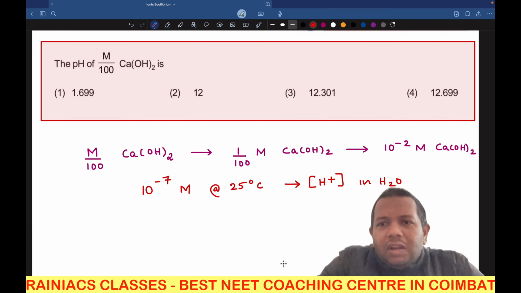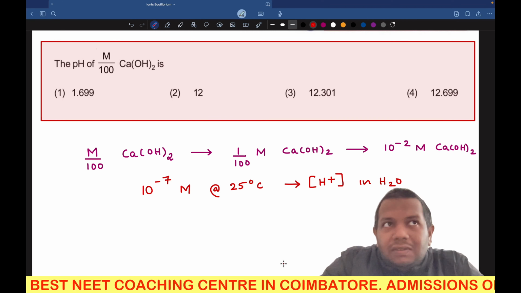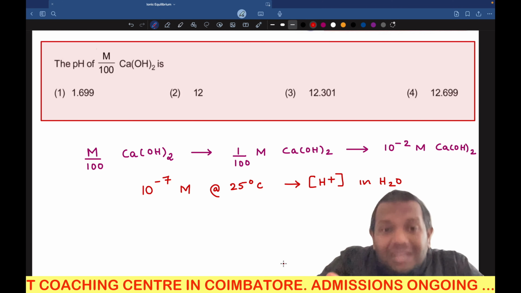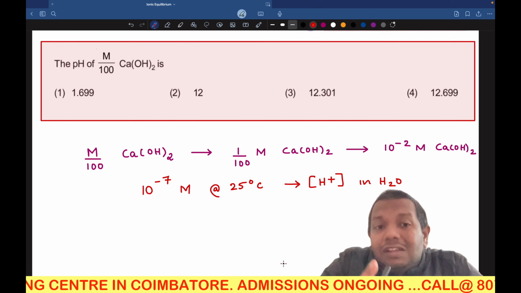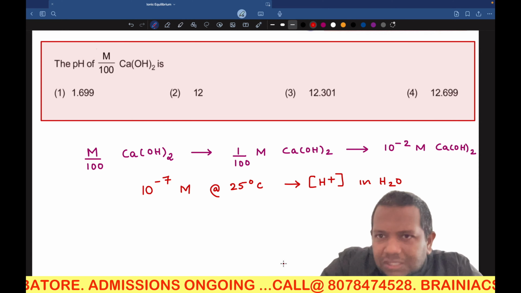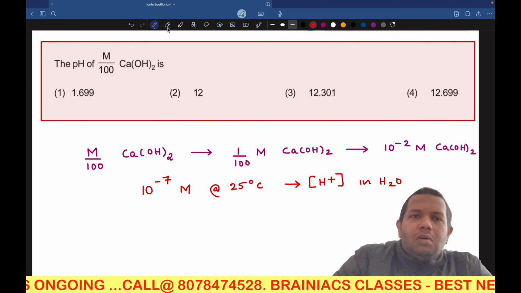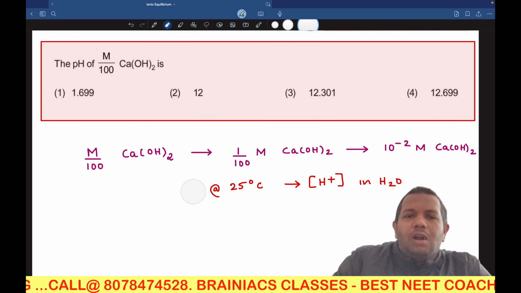Two reasons. One is the 10 power minus 2 molar is much higher value compared to 10 power minus 7 molar. And the second thing is I cannot take 10 power minus 7 molar because that is defined only at a temperature 25 degrees Celsius. But here temperature is not mentioned. Very, very important. So we will ignore, or we will say water is negligible.